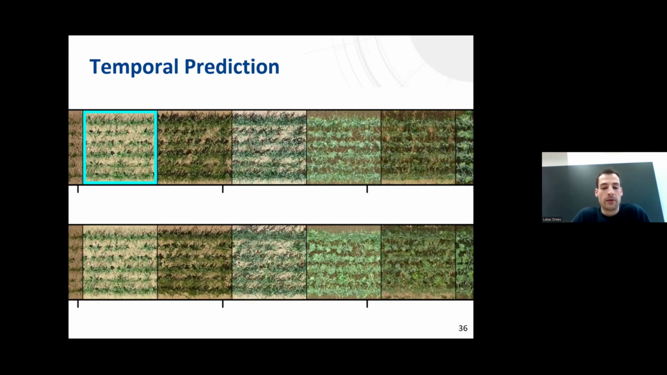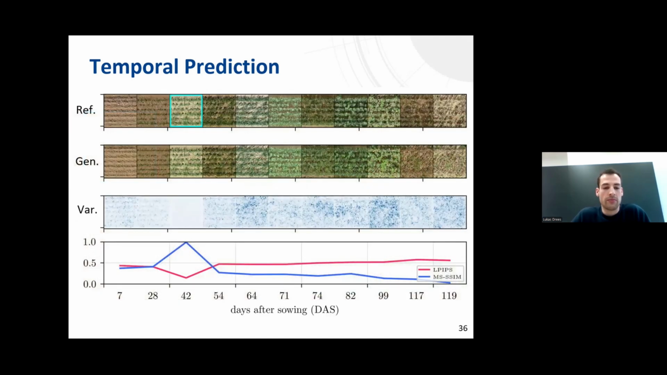And in the end, some weak clusters, for example, at day after sowing 117 and 119, some weak clusters are generated, which are not there in the reference images at all. So it's still not optimal. So when we go too far in the future, the model is not working well. And this can have several reasons.